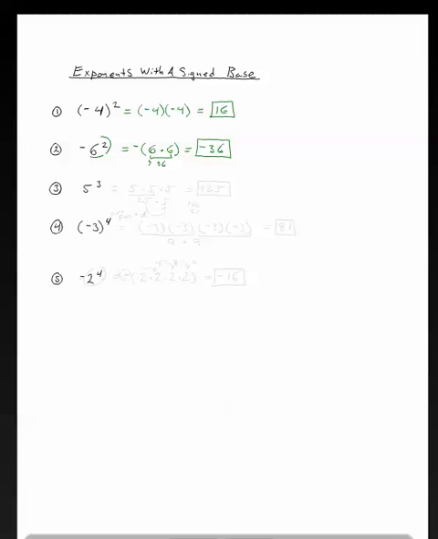In the third example, I don't have a negative base. I have a positive base, so I don't have to worry about my signs. 5 to the power of 3 just means 5 times 5 times 5. So 5 times 5 is 25, and then I still have my times 5 that I have to bring down. And what I like to do is say 20 times 5 is 100, and 5 times 5 is 25. So 25 times 5 is 125.